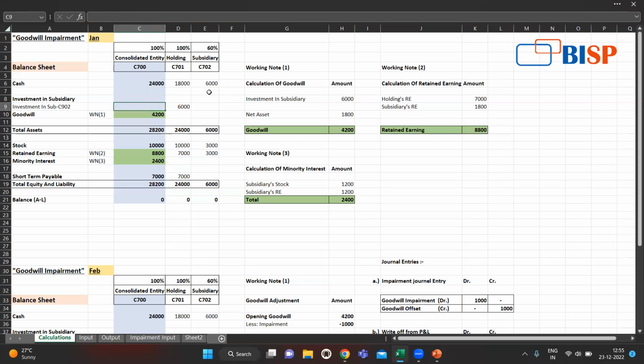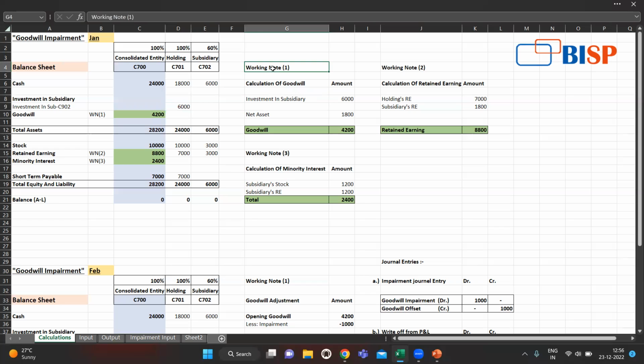And the investment will get eliminated at the consolidation level, or the consolidated entity level. So the 6,000 will get eliminated, and we will get one goodwill. The working note we will see later. And the stock will only come for the parent company, that is the holding company C701. It comes to 10,000. And for retained earnings, we take the 60% of our subsidiary. Again, I will show you the calculation, and we take the short-term payables also for the holding. So let's see the calculation of goodwill.